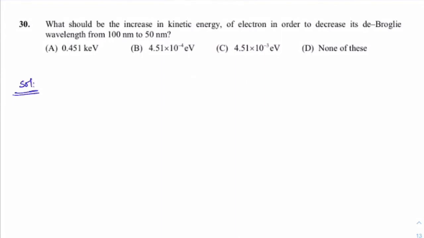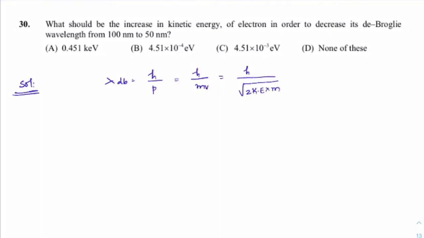Let's see this question now. We should be calculating the increase in kinetic energy in case the electron is to decrease its de Broglie wavelength from 100 nanometers to 50 nanometers. See, we have various formulas here. One thing I can use is lambda dB equal to h by p, or h by mv, linear momentum. I can also write this as h by under root of 2 times kinetic energy into m.